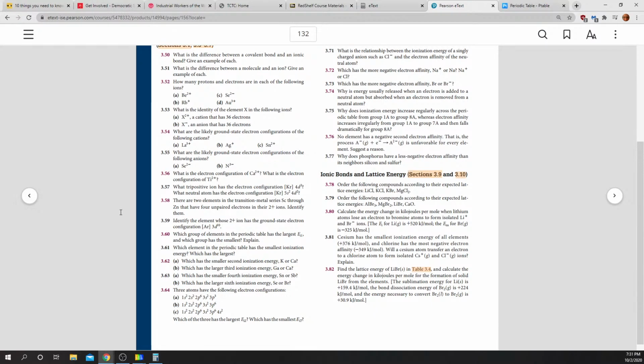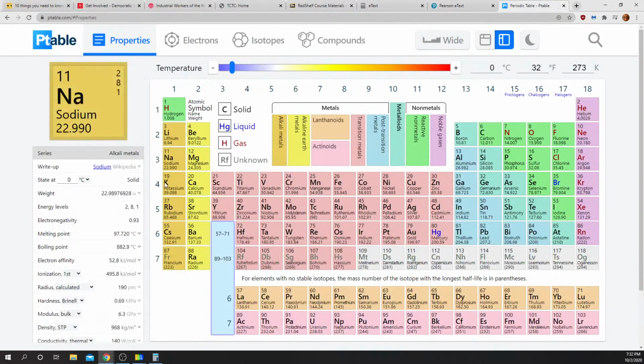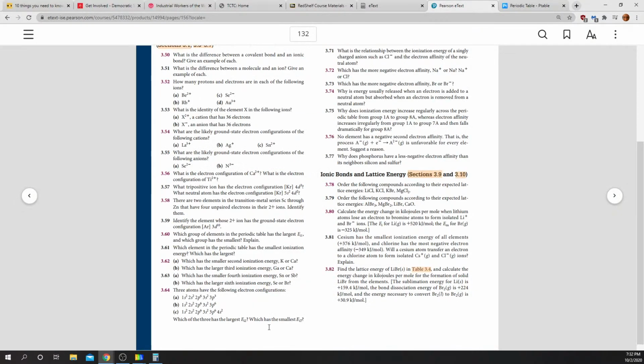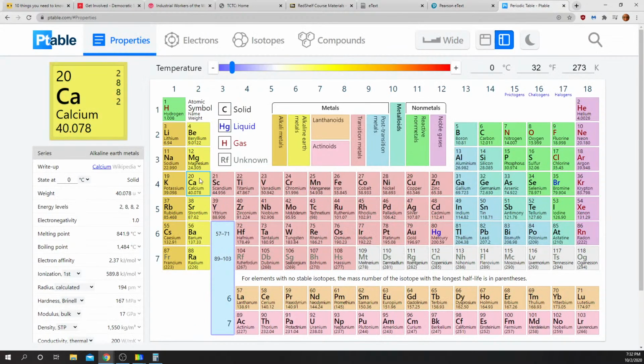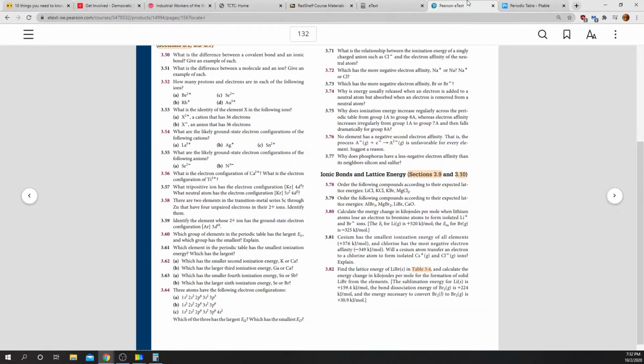All right, 62. Which has the smaller second ionization energy, potassium or calcium? That is going to be calcium. The first ionization energy for potassium takes it down to argon, and then the second one would take a core electron. So that's a huge increase. And which has the larger third ionization energy, gallium or calcium? That would be calcium, because the first two from calcium are valence electrons. The third one would be core, whereas gallium has 3 valence electrons to lose, no problem.